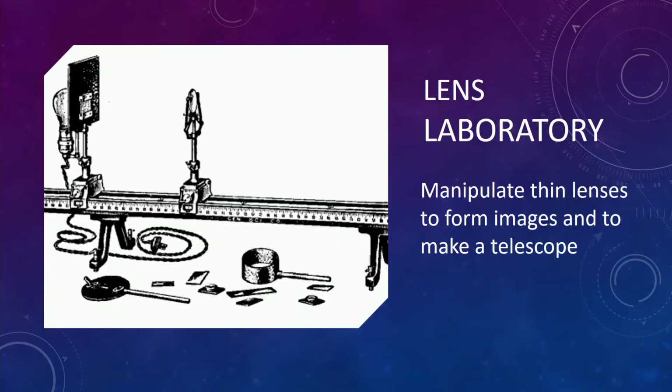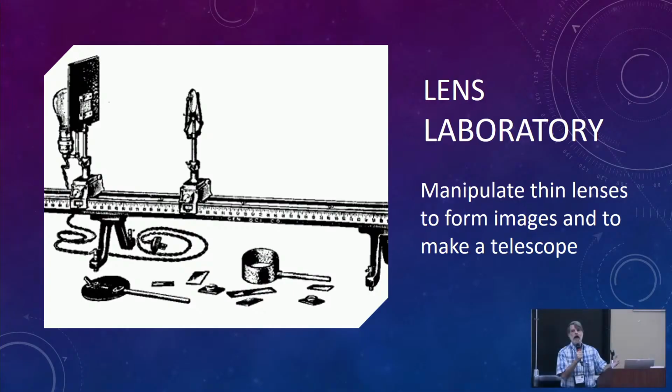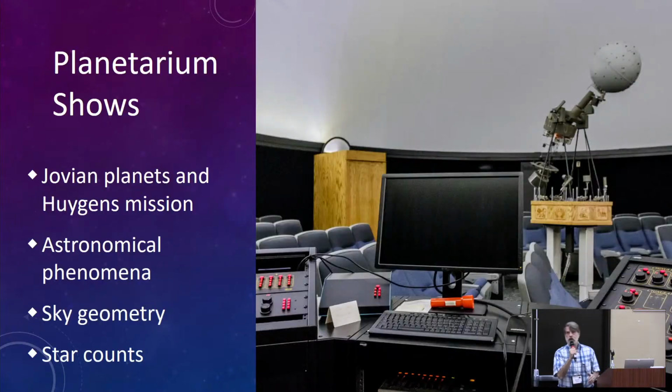As an honors project, one of my students had come up with a lens lab where students would manipulate lenses to form images, just a single lens at first, and then actually put a simple telescope on the optical rail. We also did planetarium shows, and this is our planetarium at Illinois State University, where the students would watch and then discuss what they saw in the show in groups, answer questions, and see if they could extend the material further.